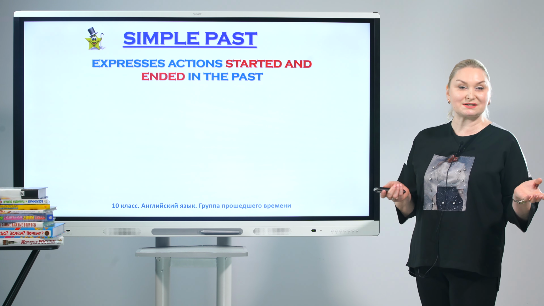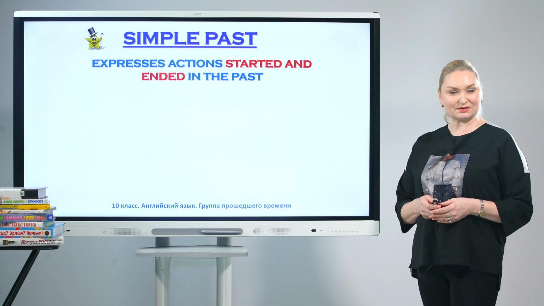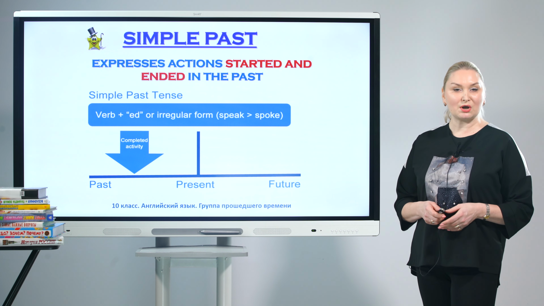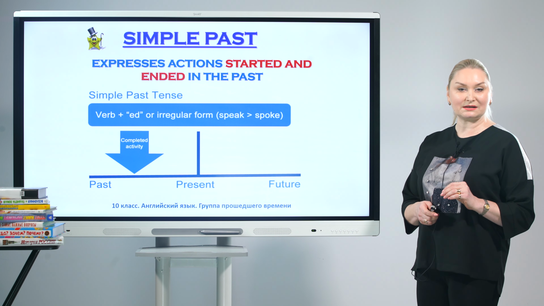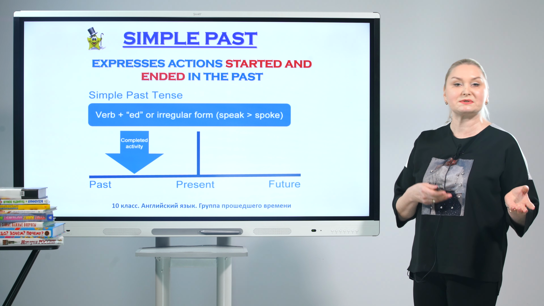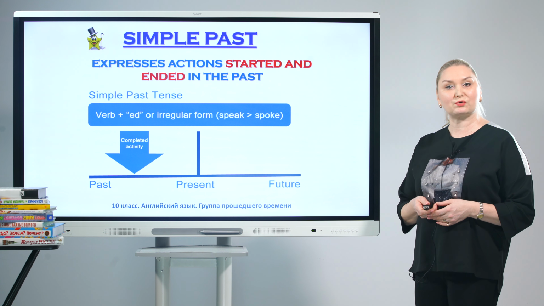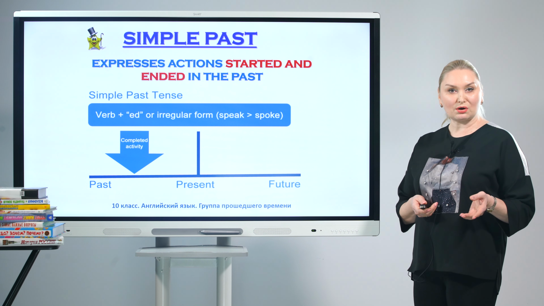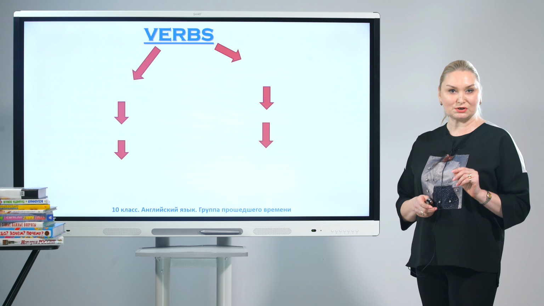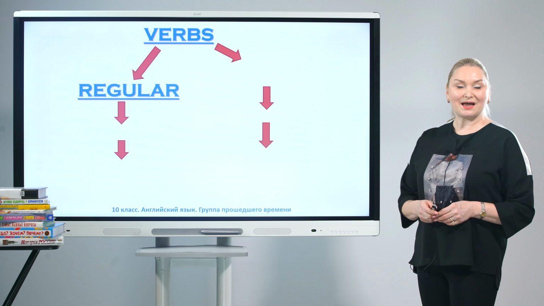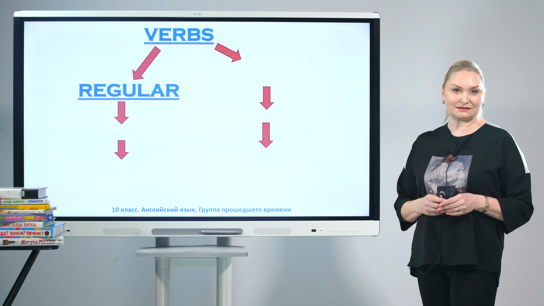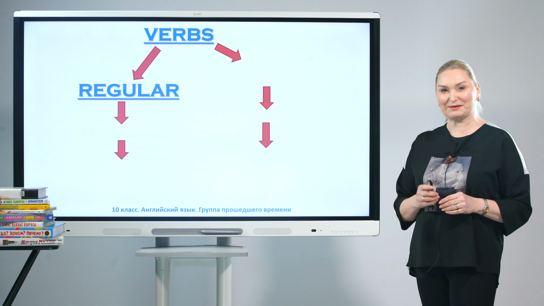So, simple past. What does it express and how does it work? It expresses actions started and ended in the past. So, look at the scheme. You can see the verb with the ed ending for regular verbs and the past tense form for irregular ones. So, do you remember there are two kinds of verbs in the English language? The first one is regular. Regular verbs are formed with the help of the ending ed. Do you remember? Okay, don't forget about it.